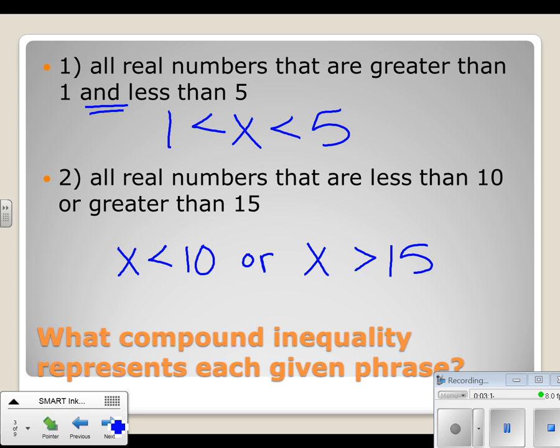Notice with the "and," the compound is written with one variable in the middle. The "or" has two separate inequalities with the "or" in the middle of those two.